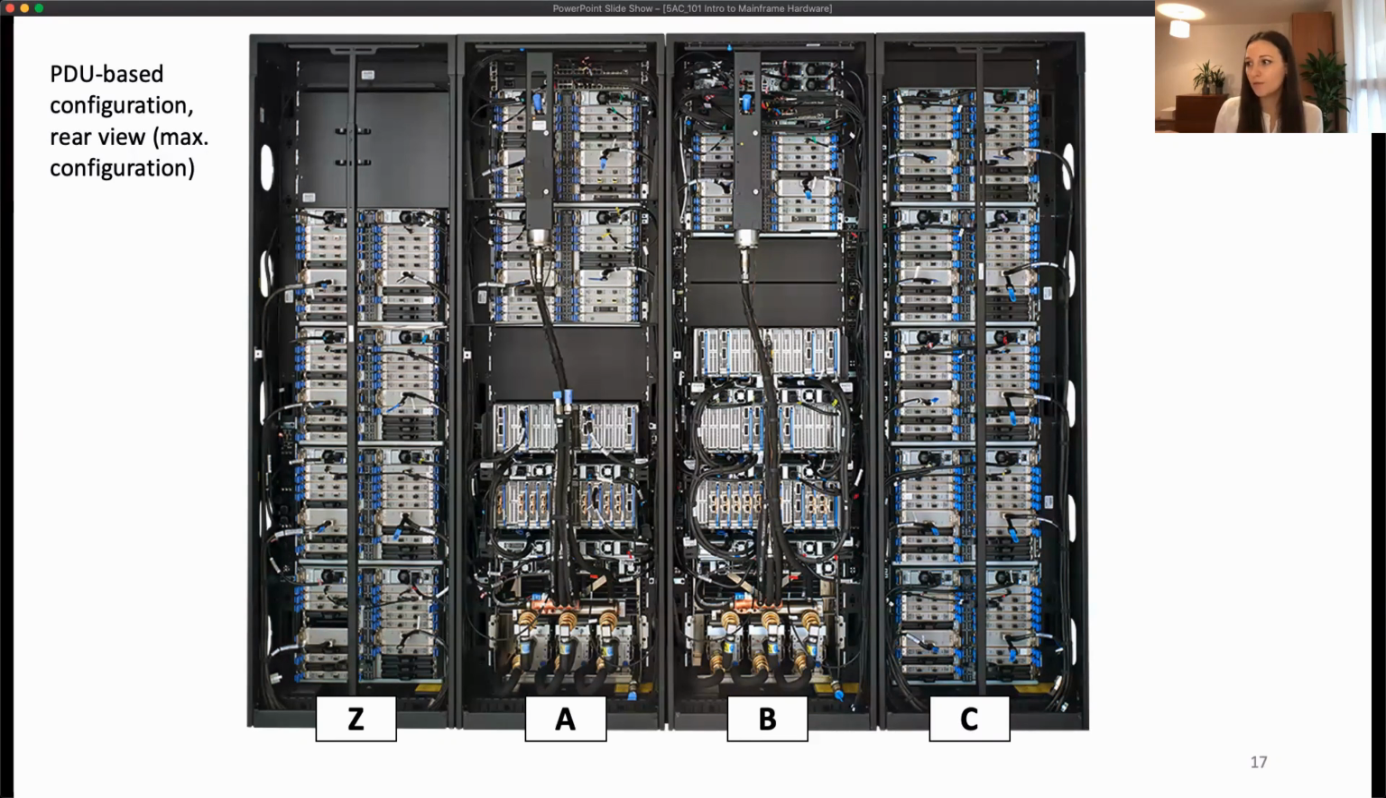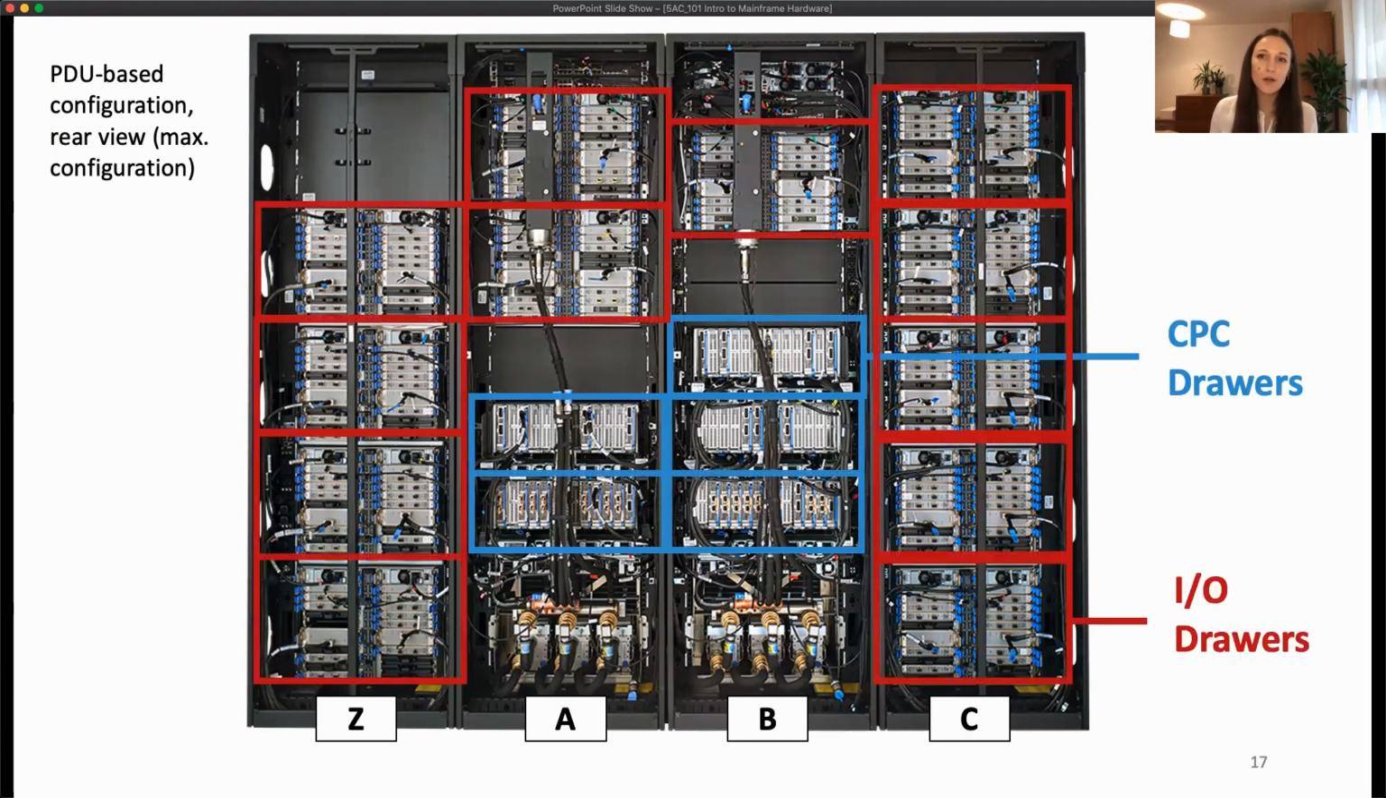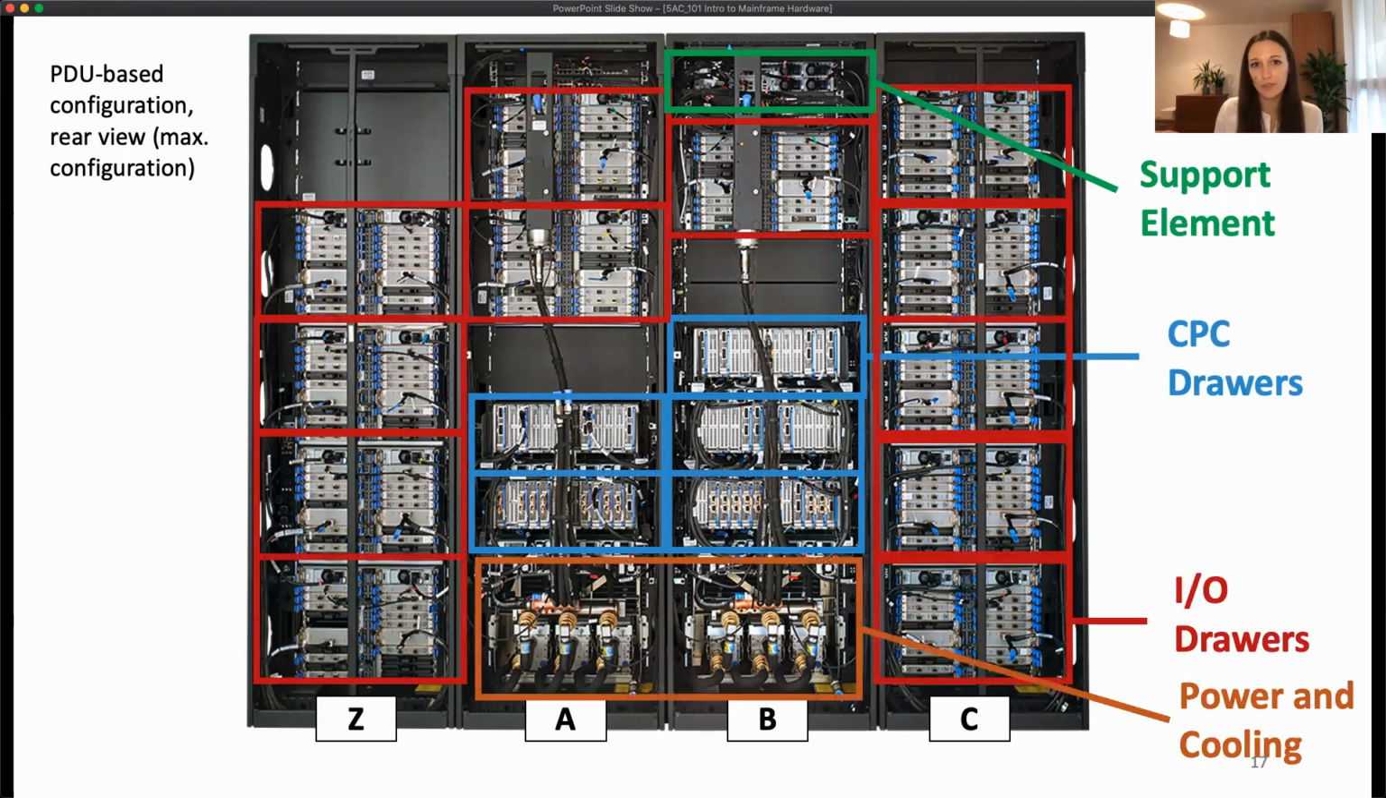So in this maximum configuration, we have 5 CPC drawers, and those are in the A and B frame. And then we have 12 I/O drawers, and those I/O drawers are split up over all the frames. We also have a support element, which is at the top, and then power and cooling at the bottom. And now let's take a more detailed look at all of those components. And let's start with the support element.